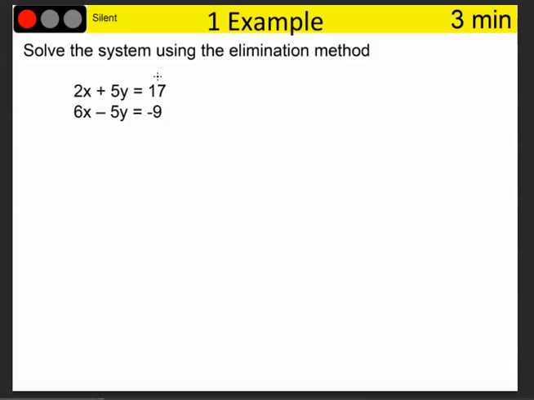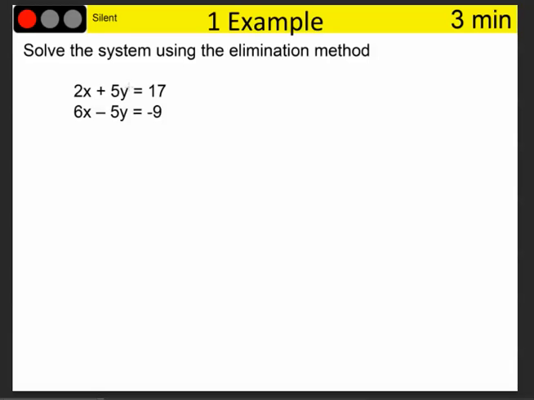So the first thing that we need to understand to be able to do elimination is that in this equation, 2x plus 5y equals 17, this left side, 2x plus 5y, is equal to 17. I mean, I know that's kind of obvious. It says it right there. But the reason why this is important is this.